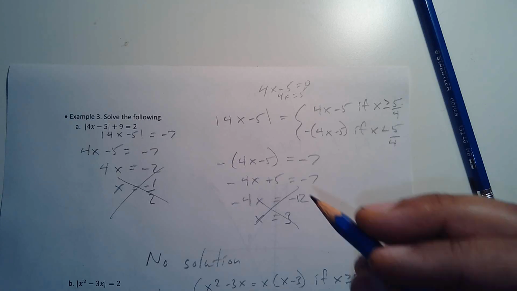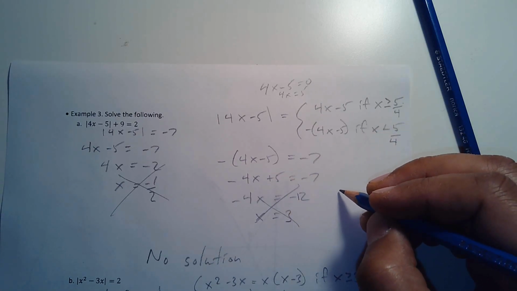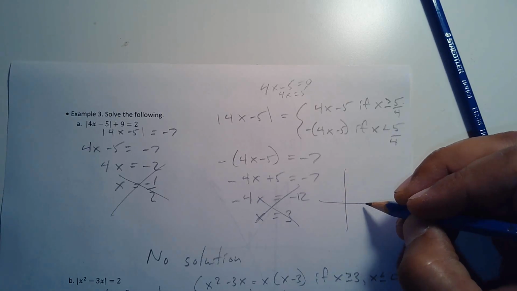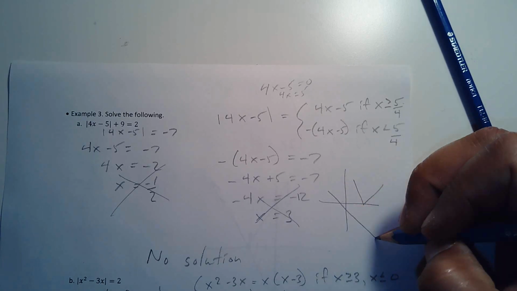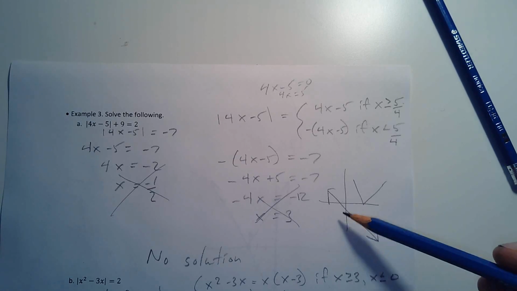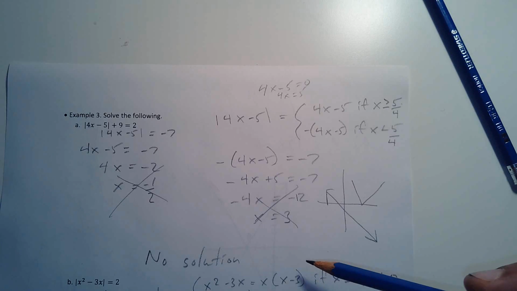Okay, so what would that look like? That would be like, say you had something like this, and then let's say your line is going over here. Okay, so again, you can see this is never going to touch the absolute value, and so that's why there's no solution.